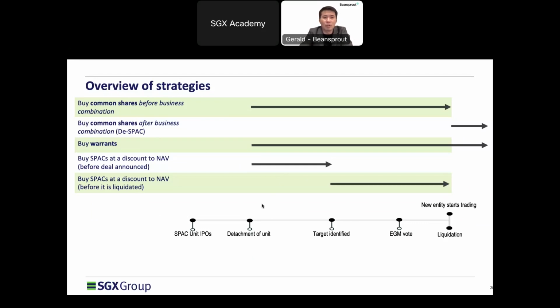Okay, so we can buy the common shares before the business combination. We can actually do so after the business combination, and like I shared earlier, it presents us with different amounts of risk. You can actually buy the SPACs at a discount to NAV before the deal is announced, or you can choose to do it before it is liquidated. And once again, the timeline that you're coming in at will present different risks and rewards for different holders of the SPAC shares or the warrants.